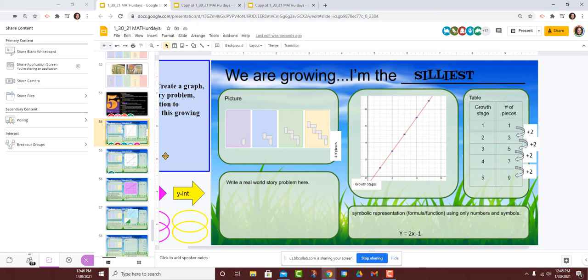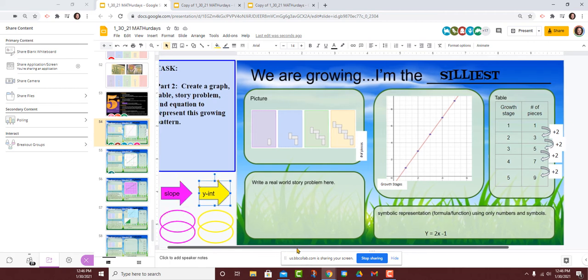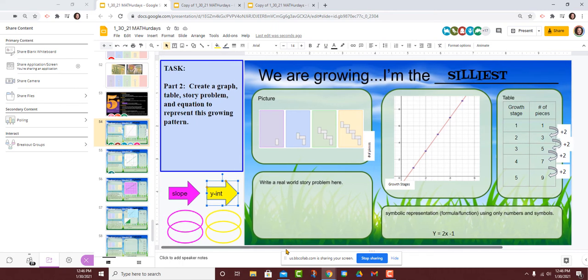All right, so I've got some interactive pieces over on the left. I have a slope arrow, a y-intercept arrow, and then the corresponding pink and yellow circles. That's for you all. If you see the slope and the y-intercept somewhere on this image, feel free to move those interactive tools. And we definitely have that going on in the equation. And so we're going to be looking for where that equation lines up in the table.